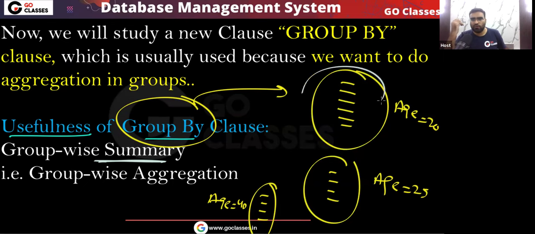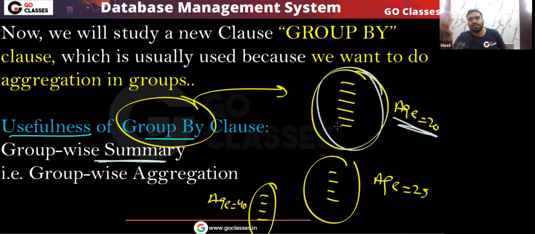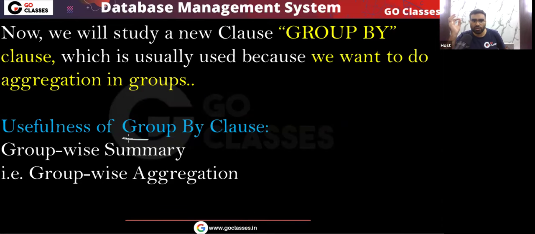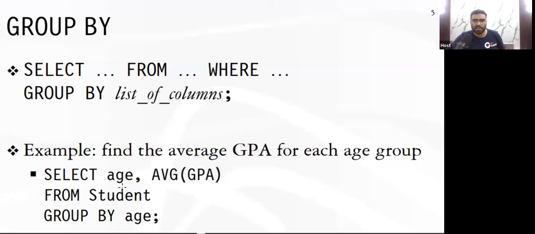Or I can say, for this, what is the maximum age? Actually, not maximum age, because age is 25. I can say, for this group, what are the maximum marks? In this group, what is the maximum marks? So like that, I hope you understood the point. So with the group by clause, we are creating groups so that we can get group wise summary. Summary means aggregation. We want to apply the aggregate function on each group.